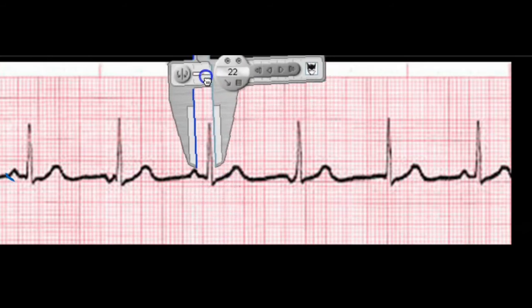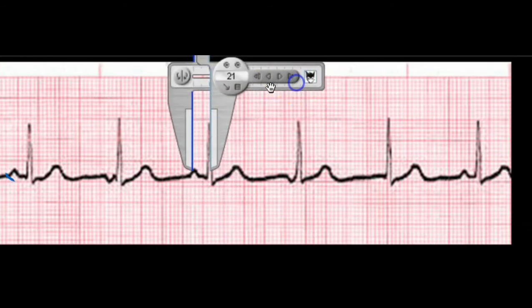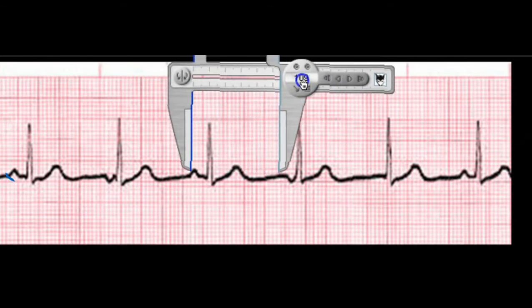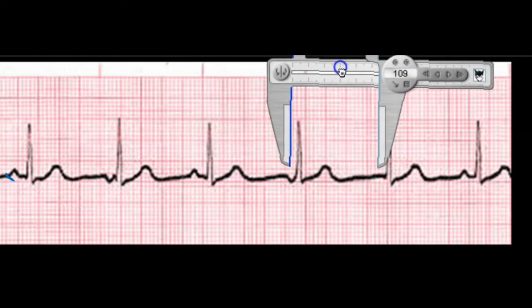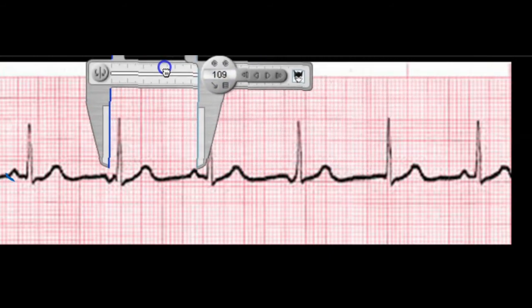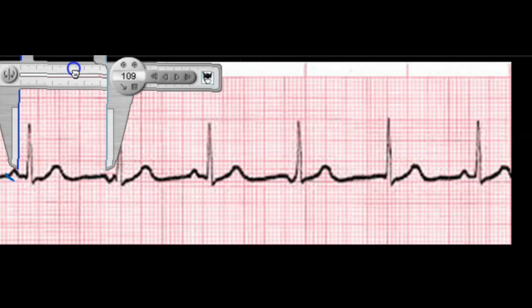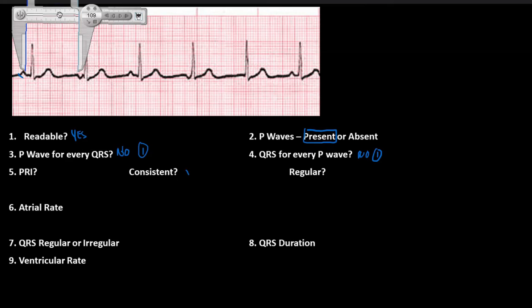Let's see, maybe if we do it this way. We go right in that area there where we're going to move this. It does there. Yeah, so I'm going to say that where it is consistent, we have a PR interval of 0.16, and it is regular, yes, when there is a P wave. P wave is visible. It is there.